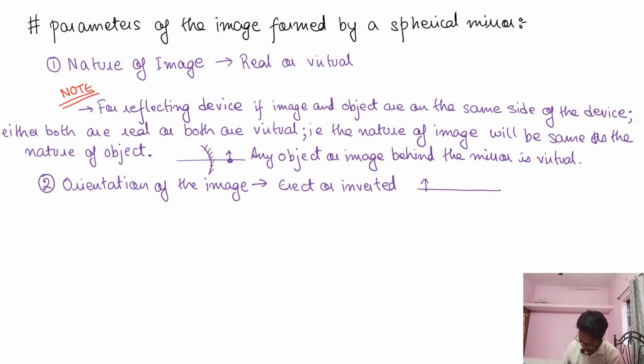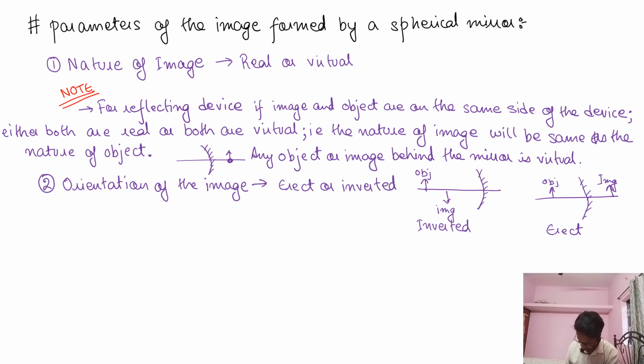Suppose the object is like this. The image will form with the head in the downward direction if the object has a head in the upward direction. This kind of image is called an inverted image. And if the object and image have their heads in the same direction, they are called erect images.